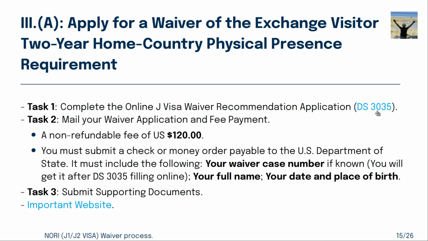you have to print a copy of DS3035, and then the USICS takes some money, like a notary fee of $120. You can simply read that you must submit a check or money order payable to the US Department of State, and it must include the following documents: your waiver case number. As I said, once you fill DS3035, you will get a case number, and your full name, your date and place of birth. These things should be written on top of the envelope when you send this document to the USICS, and submit supporting documents. You will get whatever documents are required in the DS3035 PDF bundle, so you need not worry, but I will show you later.